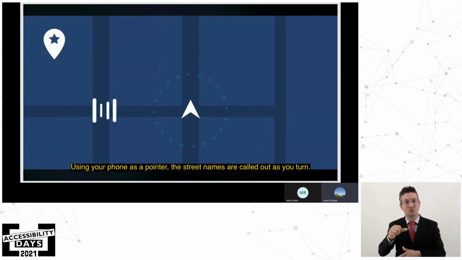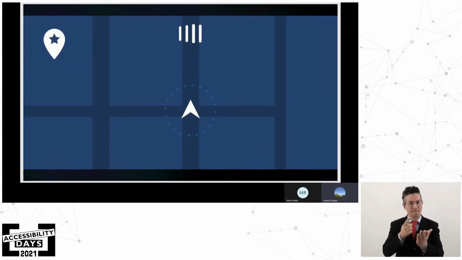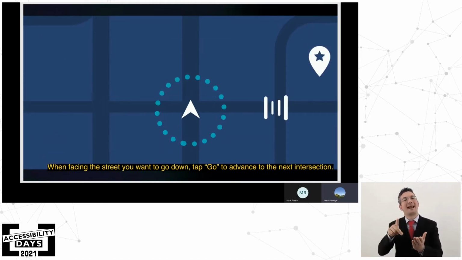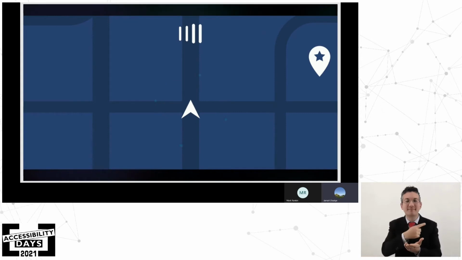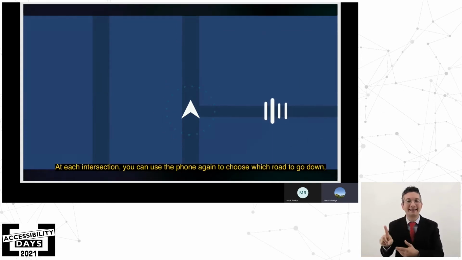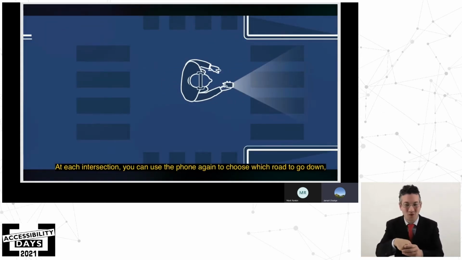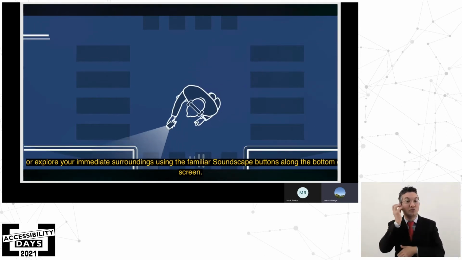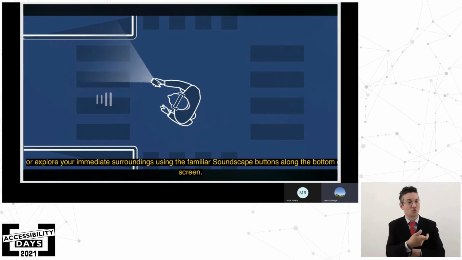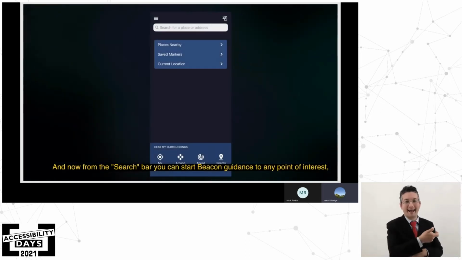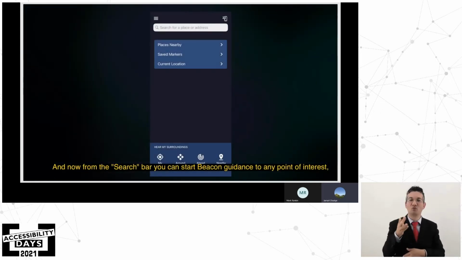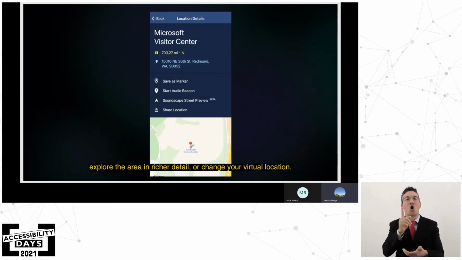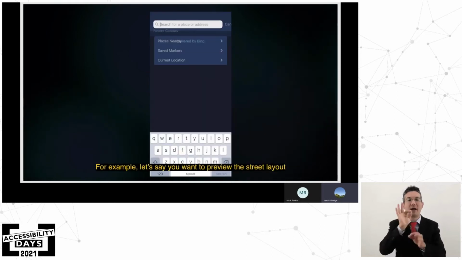Using your phone as a pointer, the street names are called out as you turn. When facing the street you want to go down, tap Go to advance to the next intersection. At each intersection, you can use the phone again to choose which road to go down, or explore your immediate surroundings using the familiar Soundscape buttons along the bottom of the screen. And now from the search bar, you can start beacon guidance to any point of interest, explore the area in richer detail, or change your virtual location.